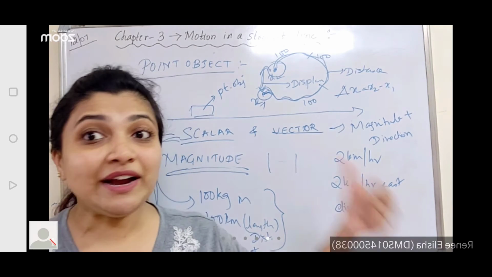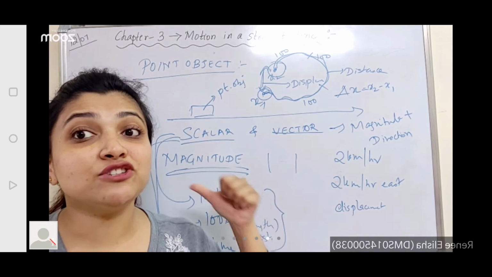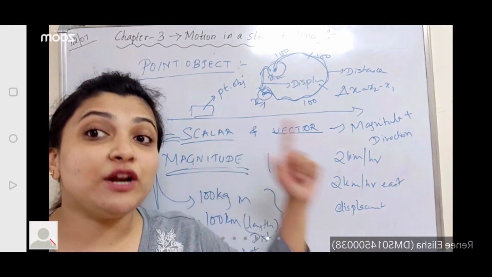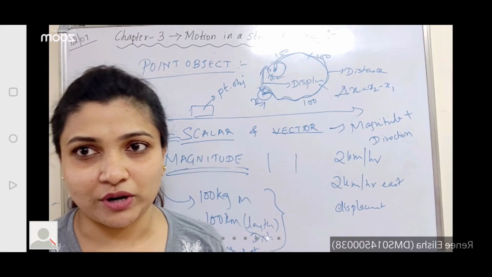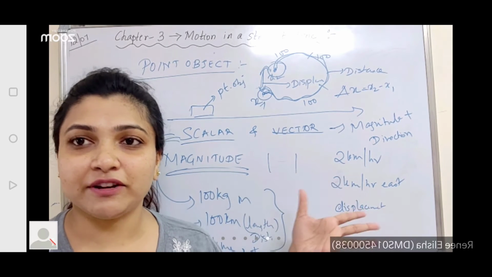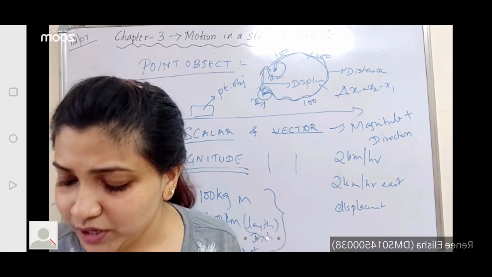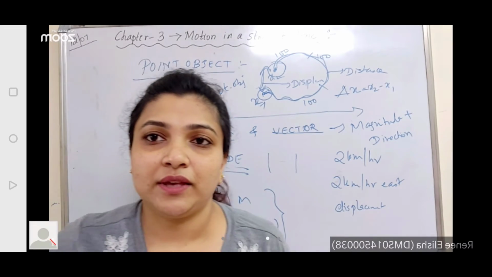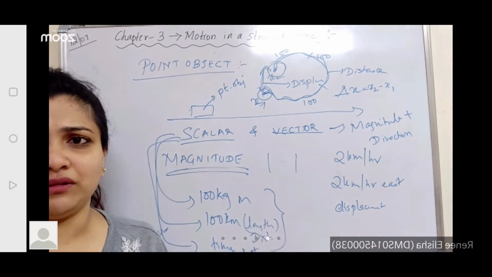Understood, children? Speed is not a vector quantity because speed does not determine the direction. So speed is a scalar quantity, whereas velocity is a vector quantity. Got it? What are scalars and vectors? Can someone quickly give me an example for vectors? Vectors, scalars, you all know, right?